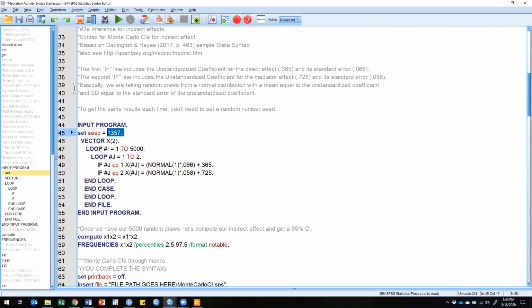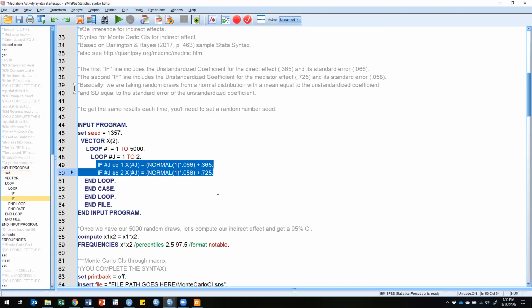You can set a random number seed here. You can leave this alone, pick whatever random number seed you want. If you don't do this, then you'll get a different answer each time you run this. And so here we would change on each one of these lines.